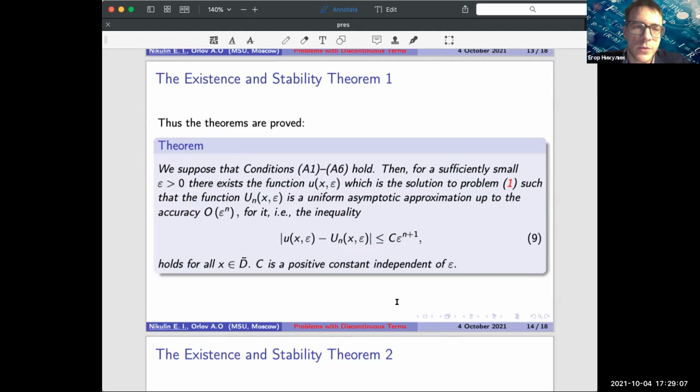We suppose that conditions A1 to A6 hold. Then for a sufficiently small epsilon, there exists the function u depending on x and epsilon, which is the solution to problem 1, such that the function u n, our asymptotics, is the uniform asymptotic approximation for it. And inequality 9 holds.